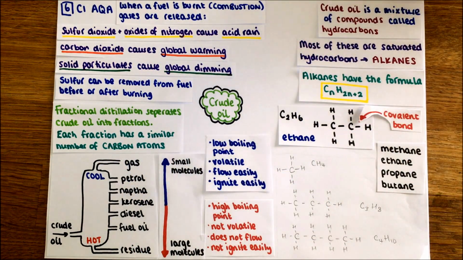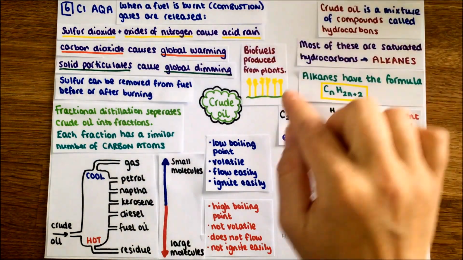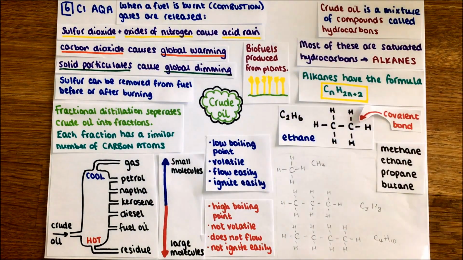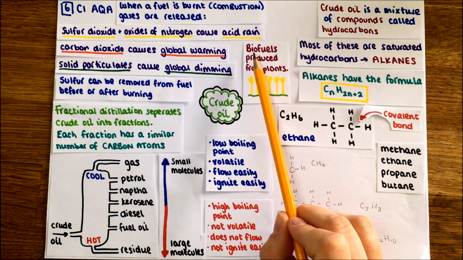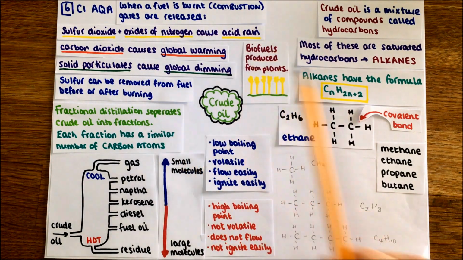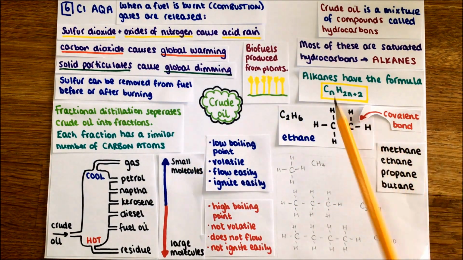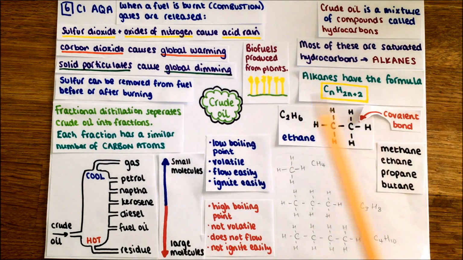And then the other fuel that's being developed is a biofuel, and that's produced by plants. Remember, bio is the study of living things, so biology is the study of living things, so bio links to living. So biofuels are fuels that were once living or from something living, and they're produced by plants, okay?